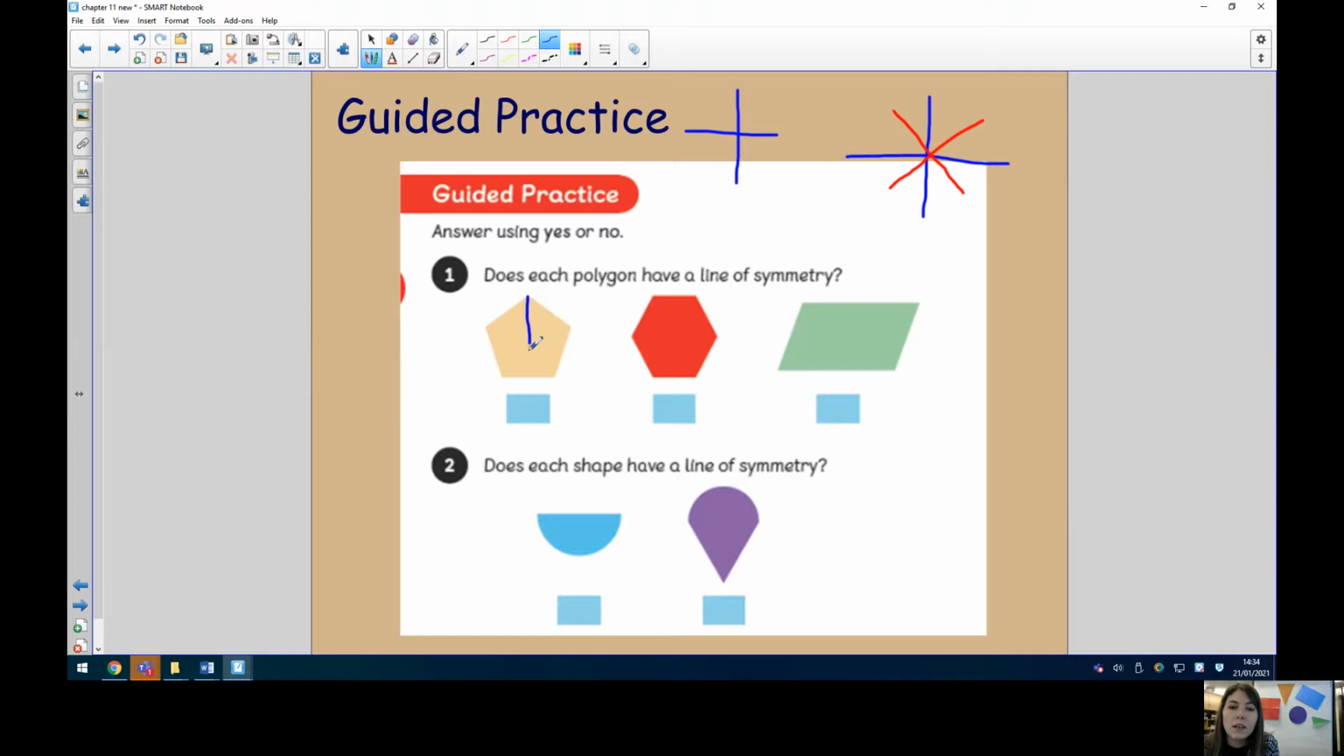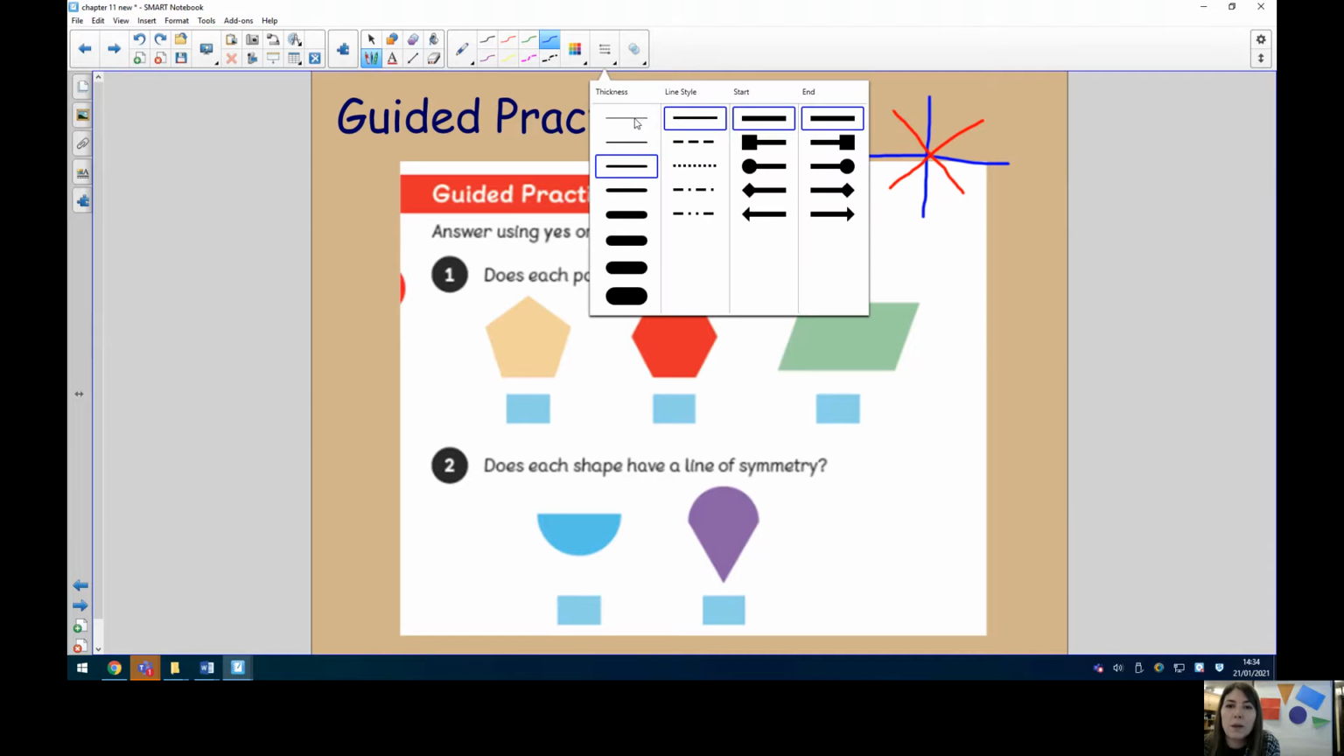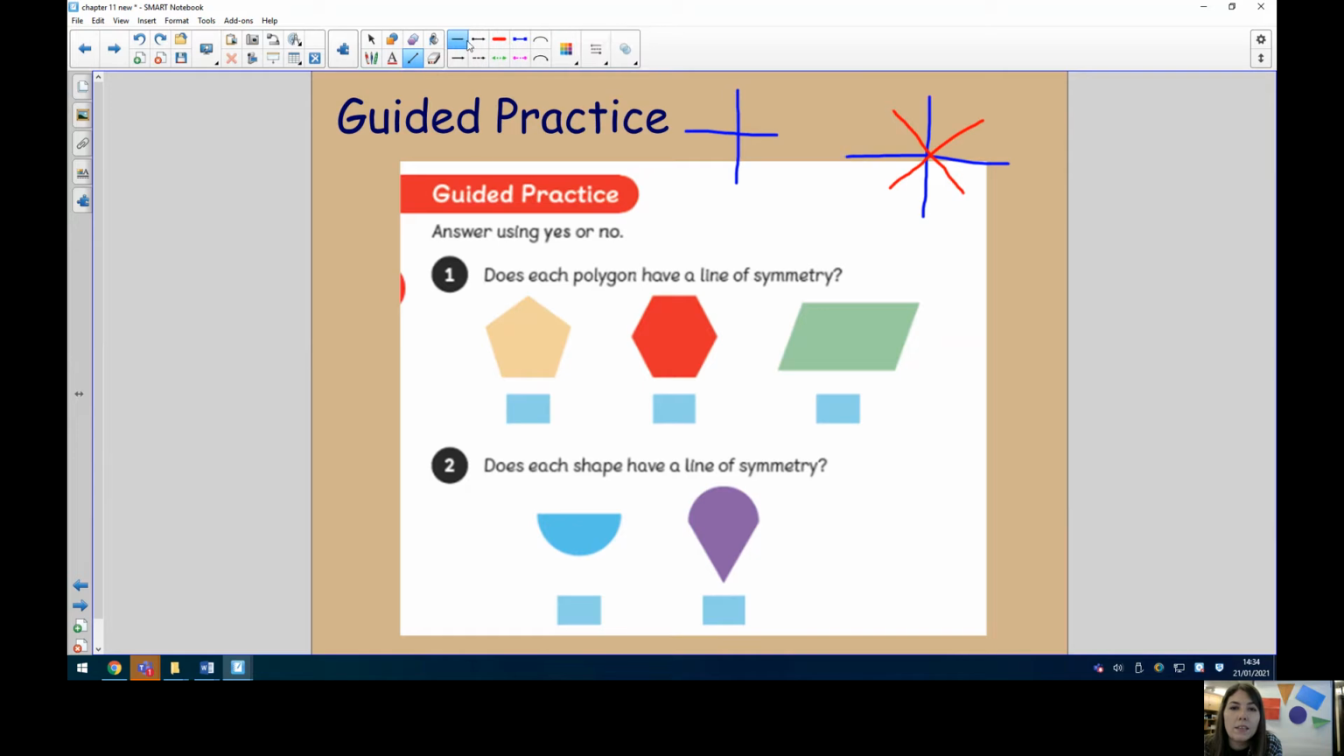Let's go down the middle. Now, in fact, I'm going to use a straighter line than that. That really isn't helpful, Miss Pope. Now, if I were to draw a line down the middle of this shape, I can see that actually this part of the shape looks like a mirror image of this one. So I could give it a tick and say, yes, this one does have a line of symmetry.